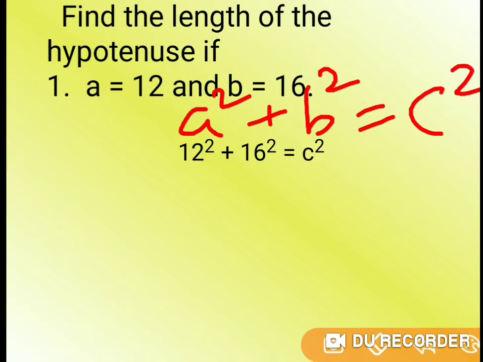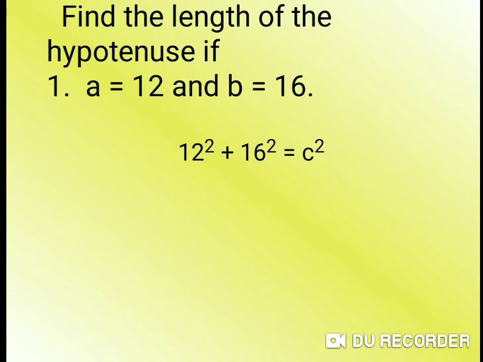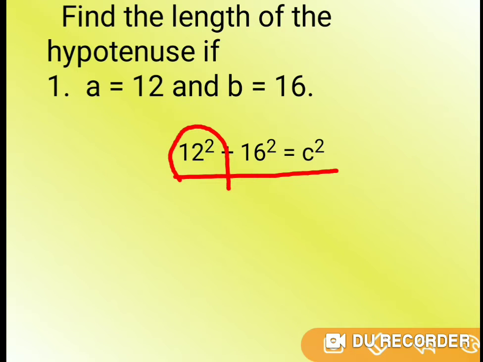So here, what am I doing? I substitute the given values of A and B in this formula, A square plus B square equals C square. So I am getting this equation, 12 square plus 16 square. This is A square, this is B square, and they are equal to C square.